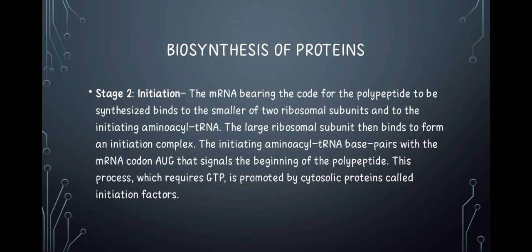So the tRNA binds to methionine, and then this tRNA binds to the first codon, which is the start codon, AUG, and this is called the initiating aminoacyl tRNA.